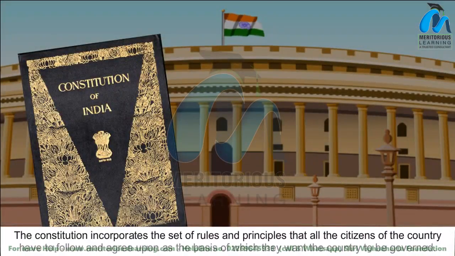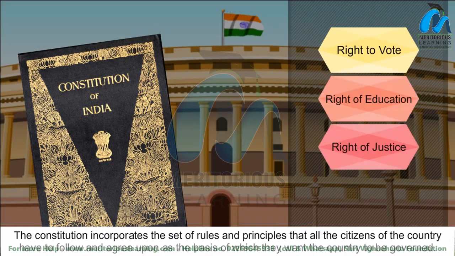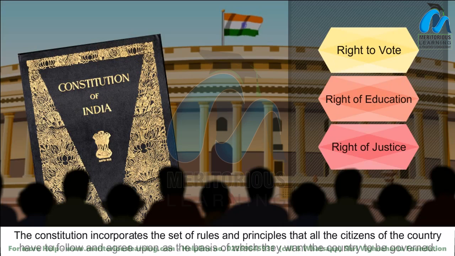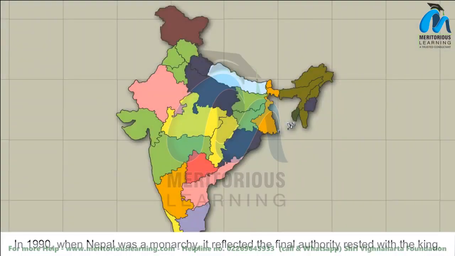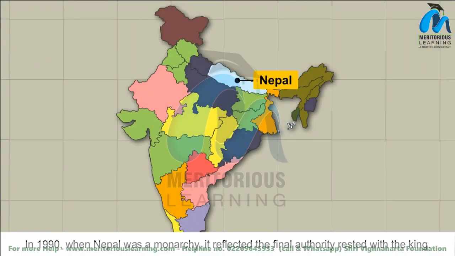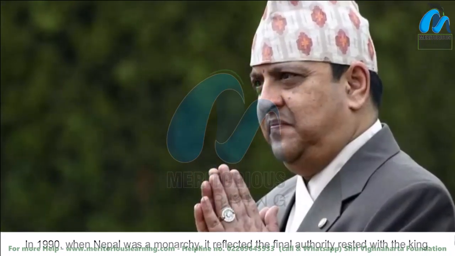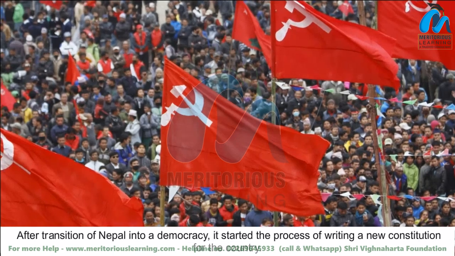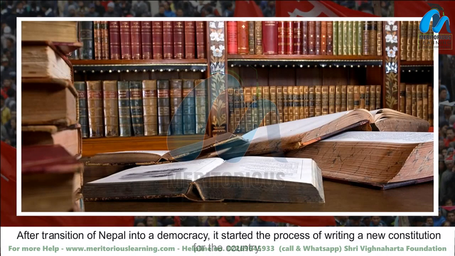The Constitution incorporates the set of rules and principles that all the citizens of the country have to follow and agree upon as the basis of which they want the country to be governed. In 1990, when Nepal was a monarchy, it reflected that the final authority rested with the king. After transition of Nepal into a democracy, it started the process of writing a new constitution for the country.